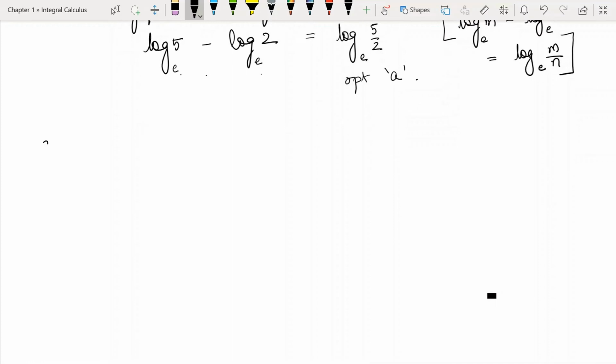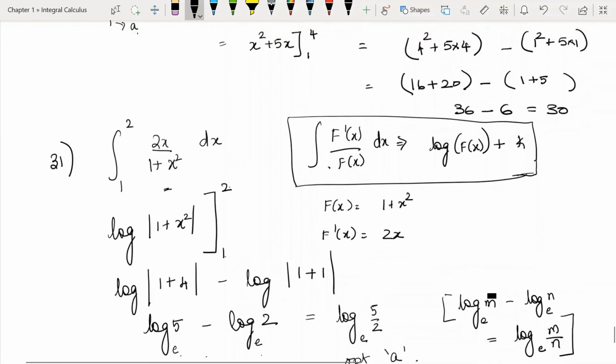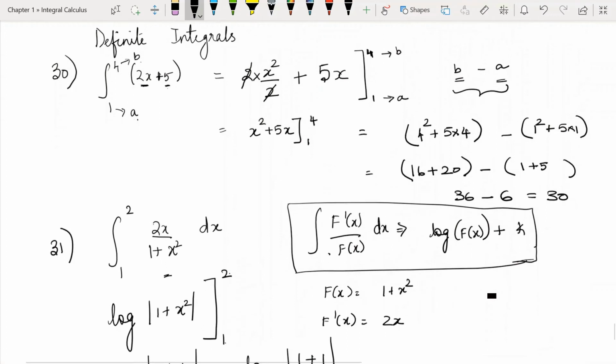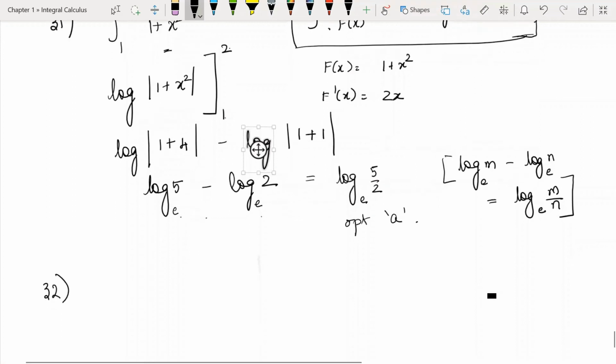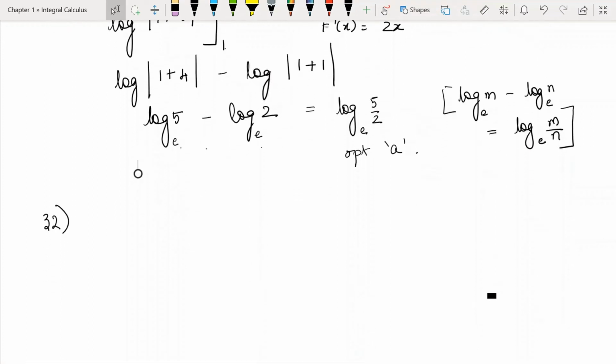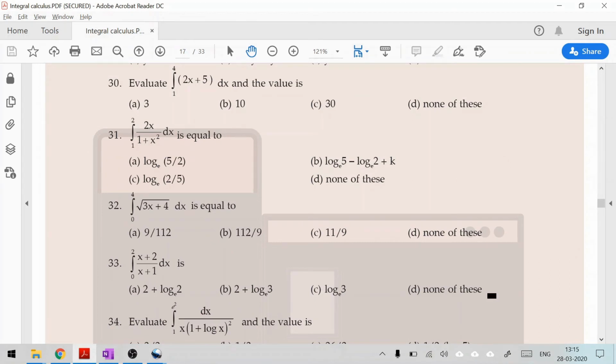So far friends, what I have done for you is question number 30, which is nothing but a basic integration problem. Then we have done question number 31, which is integration by substitution, also it can be done using this formula. Question number 32 is nothing but integration of a function of a function. So let's see what to do in question number 32. In this question we have integral 0 to 4 root of 3x plus 4.